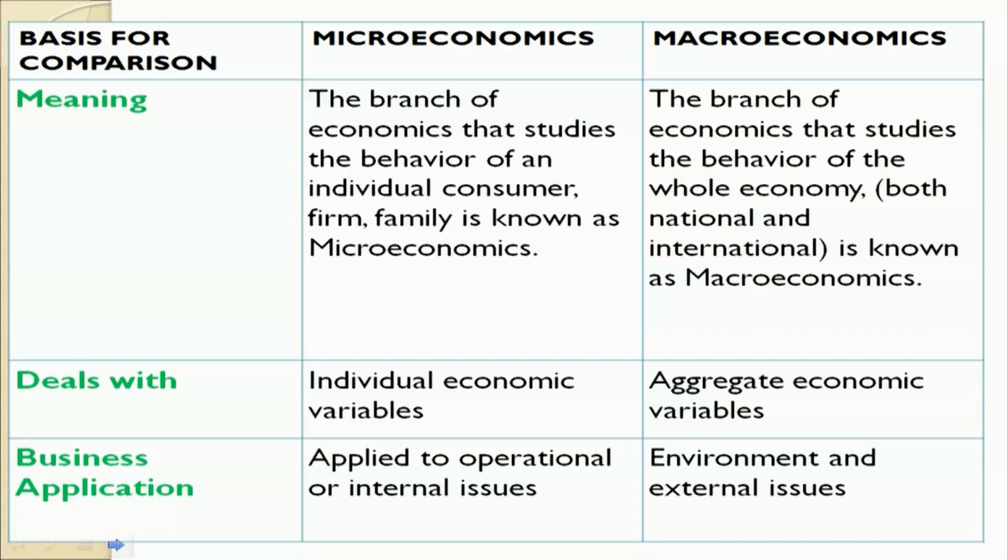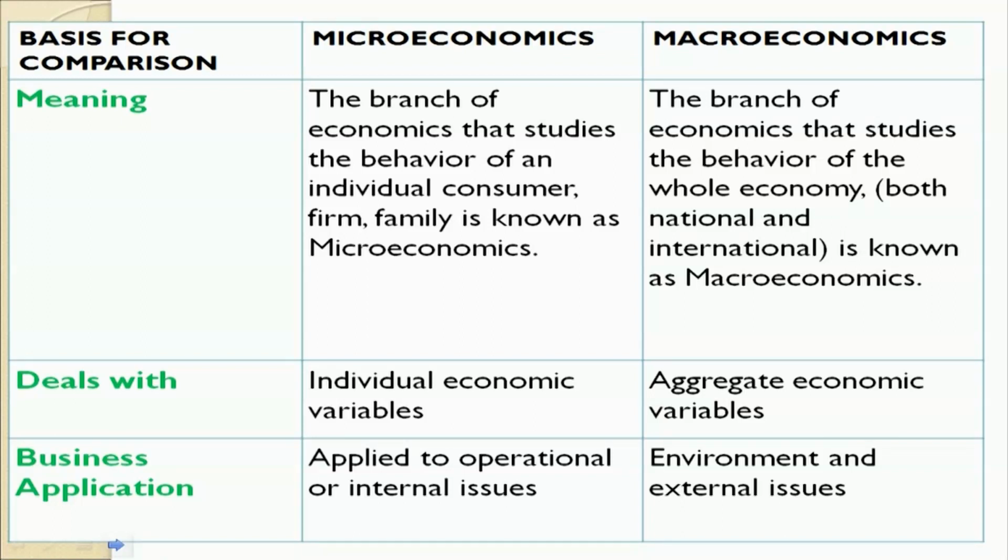The second comparison is what it deals with. Microeconomics deals with individual economic variables, individual price level, individual output, individual income only, whereas macroeconomics deals with the aggregate of economic variables, for example aggregate demand, aggregate supply, aggregate output, aggregate price level. It deals with the overall factors.